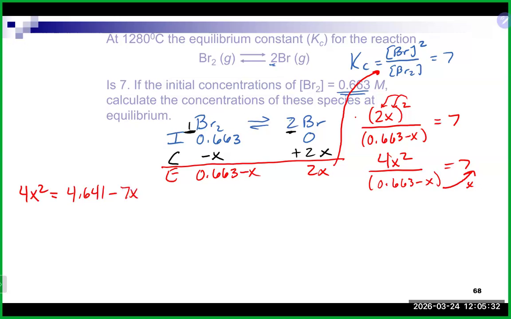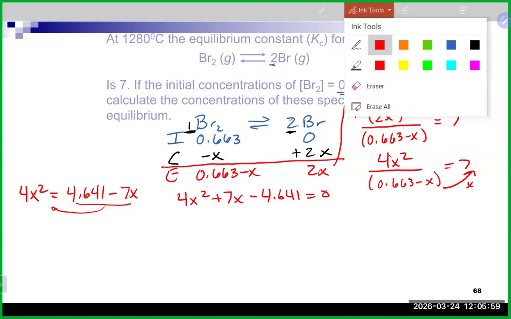Obviously, to get us into our quadratic, you're going to take everybody to one side of the equal sign. It honestly doesn't matter which way you go on that. Most people prefer to have the x squared being positive, but you could have a negative if you want. I'm going to bring everybody over to the other side, and that's going to give me 4x squared plus 7x minus 4.641 is equal to 0. And that is really my quadratic here.